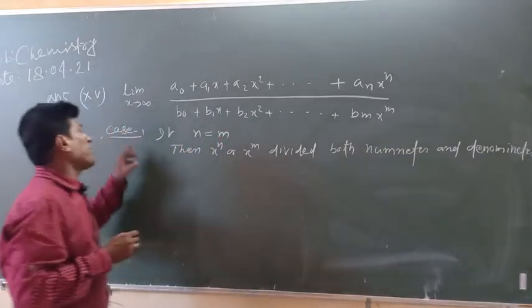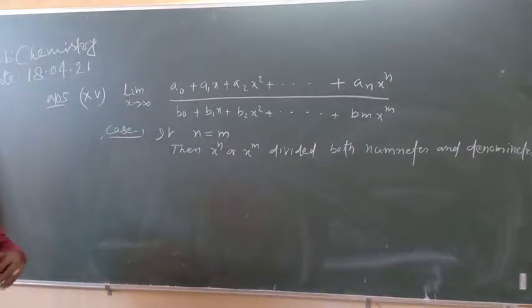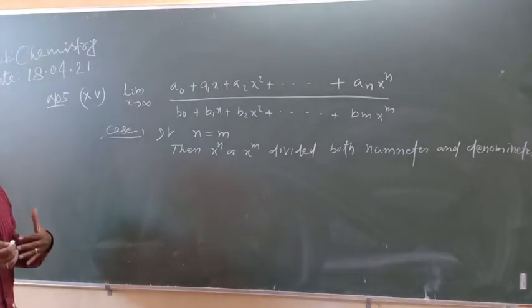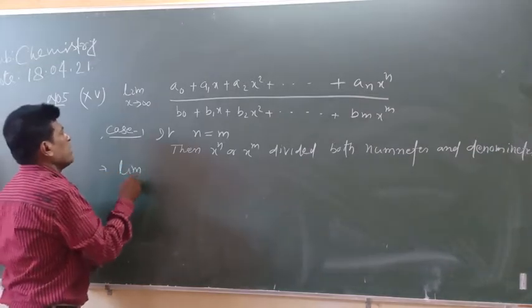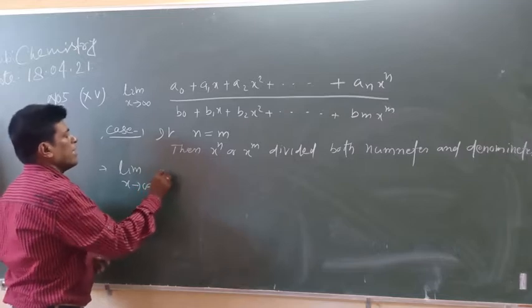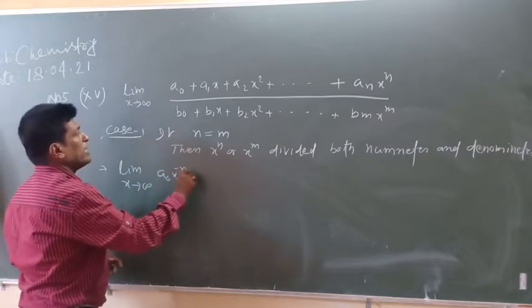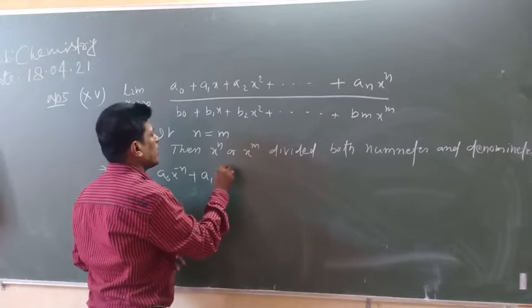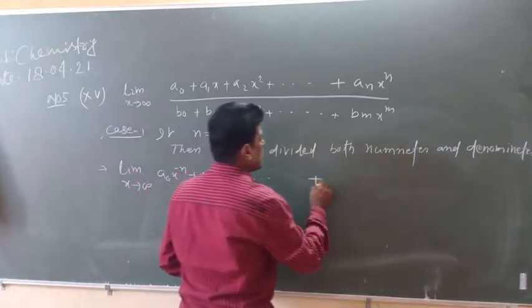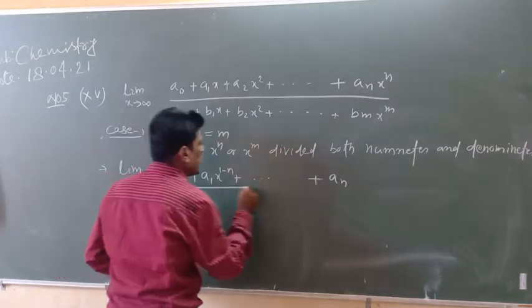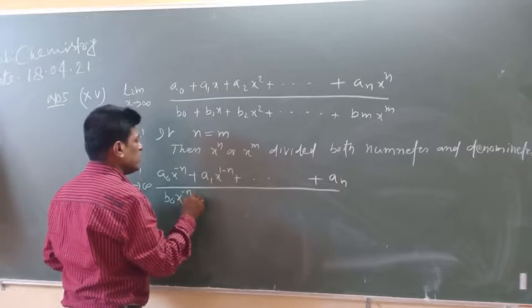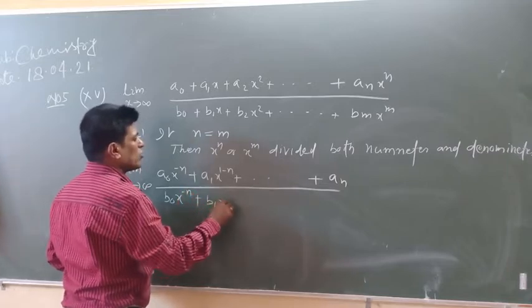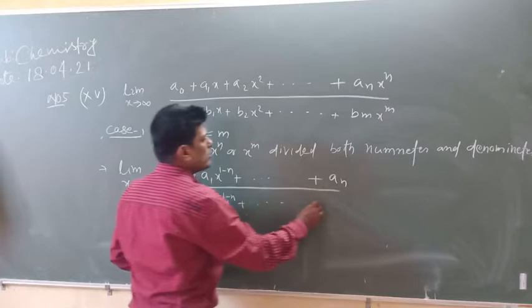For case 1, if n is equal to m, then we divide x to the n, or x to the m, because x to the n equals x to the m, in both the numerator and denominator. That becomes the limit as x tends to infinity of a0 x to the minus n, a1 x to the 1 minus n, and so on, plus an, whole divided by b0 x to the minus n, b1 x to the 1 minus n, and so on, plus bm.